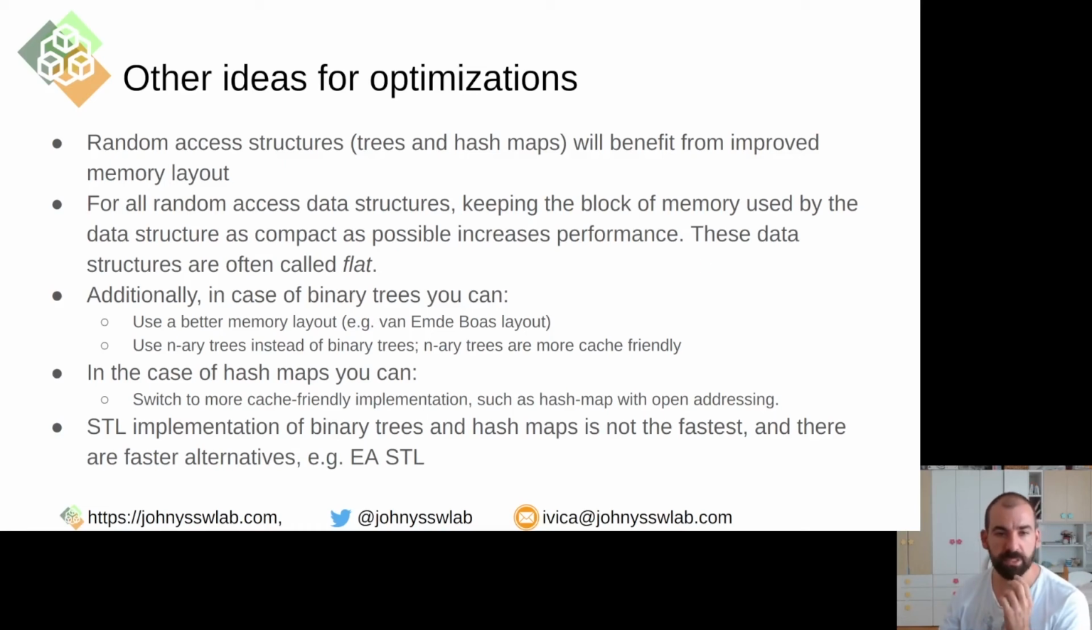In case of binary trees, you can use a better memory layout. You should look up the van Emde Boas layout, which is the best memory layout for binary trees. It promises the best performance. Or you can use n-ary trees instead of binary trees. N-ary trees are typically more cache-friendly. If you have problems with performance of hash maps, you can switch to more cache-friendly implementations, such as hash map with open addressing. STL implementation of binary trees and hash map is not the fastest in the standard library, and there are faster alternatives like EASTL, the EA standard library. EA is the game developer.